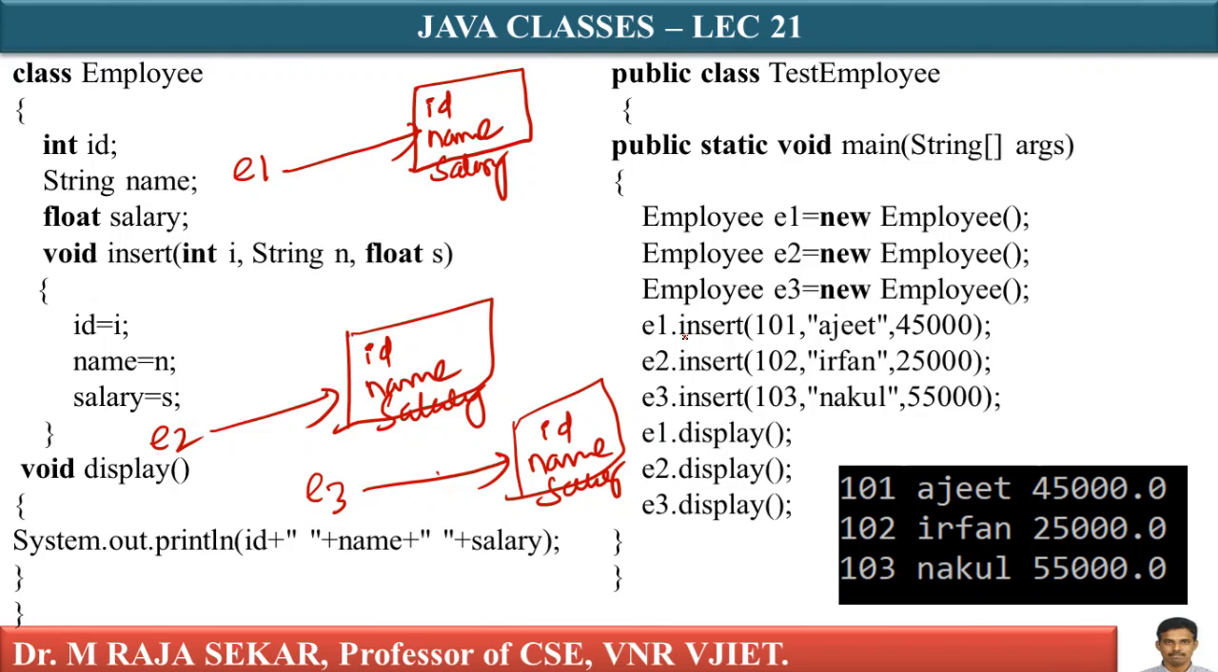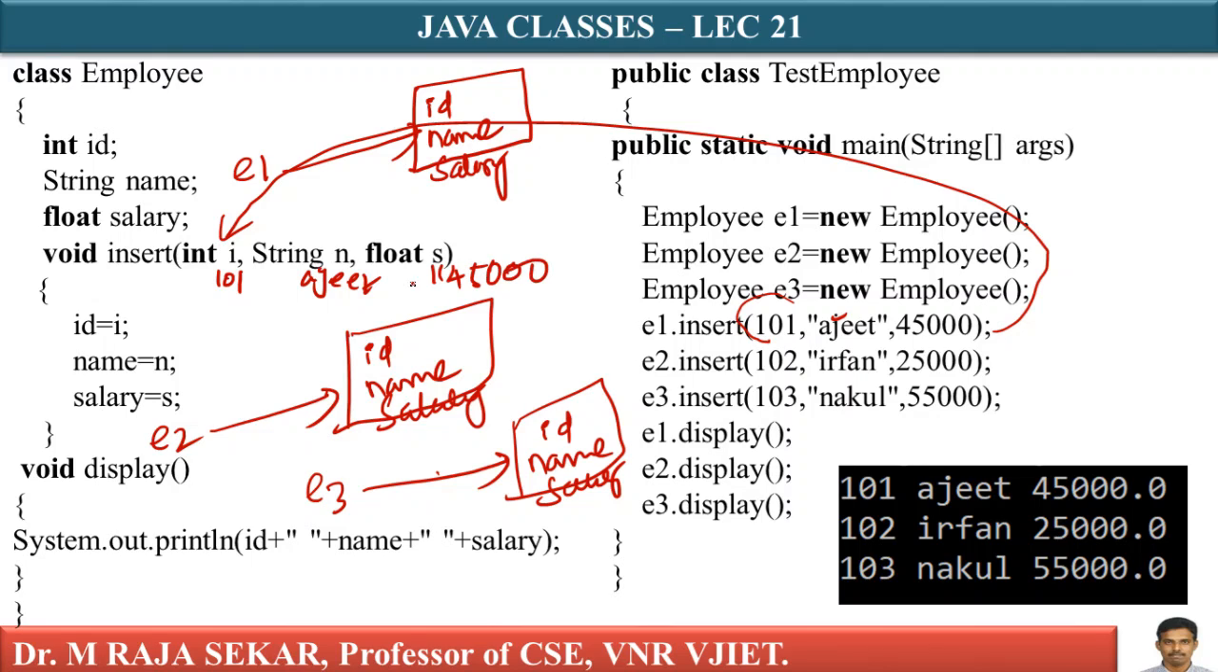Now, E1 dot insert 101. Object dot method. Control will go to the insert method, in which in I, which number will be copied? 101. In N, I will get Ajit. In S, I will get 45,000. Now ID equal to I means 101. ID will be initialized with 101, name will be initialized with Ajit, and the salary will be initialized by 45,000, isn't it?